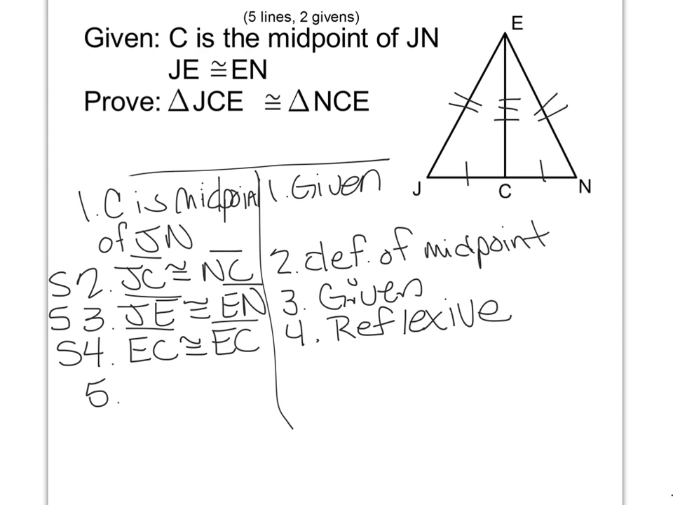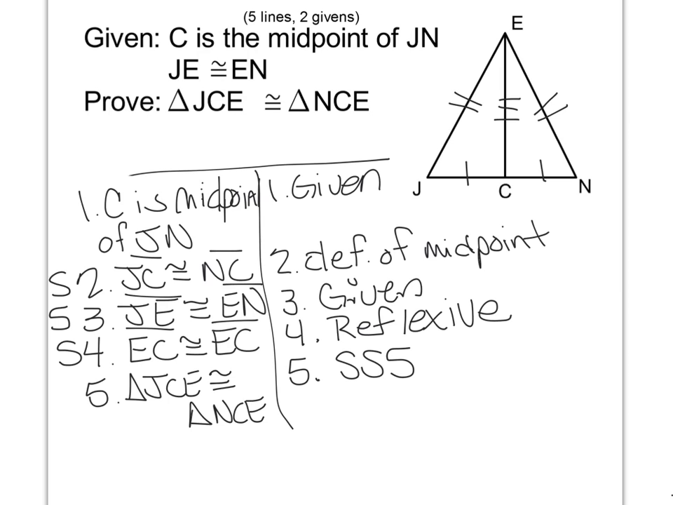So now I've got all 3 sides are congruent. So now I can write what they told me to prove. JCE is congruent to triangle NCE. And the postulate I would use would be side, side, side.